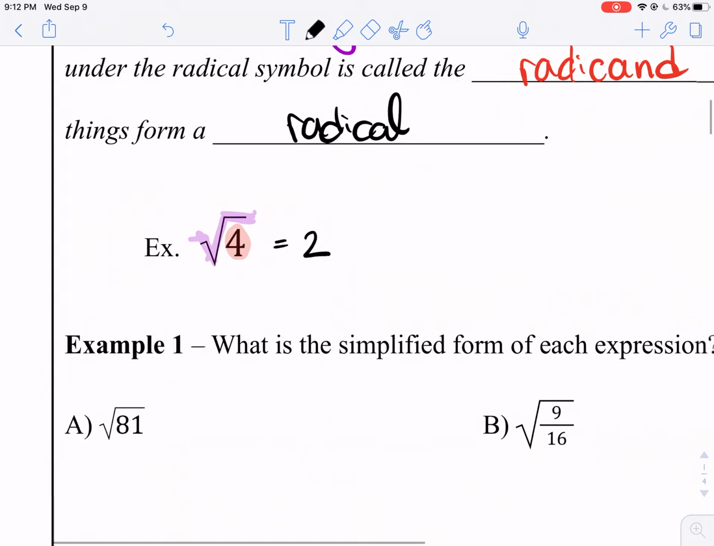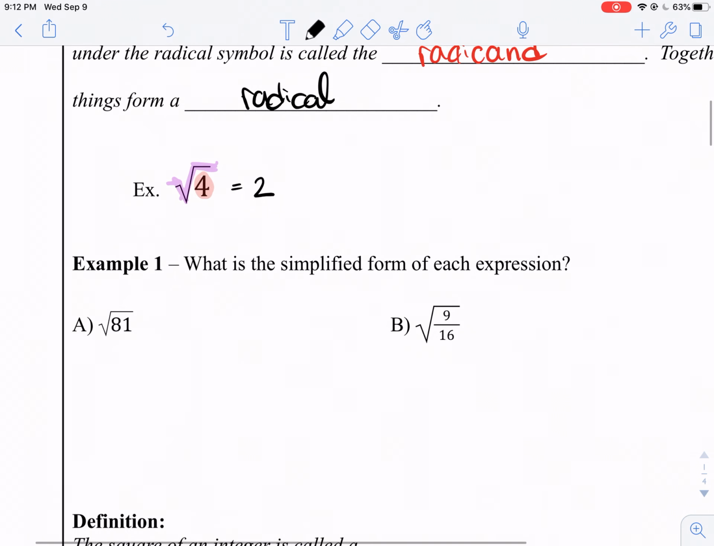So look at each of these examples and write the simplified form of the expression. That means the simplified form of this radical was 2. What is the square root of 81? It's 9. And what is the square root of 9/16? Well, that's 3/4. If you want more explanation, remember to look up the Examples Explained video when you're done.